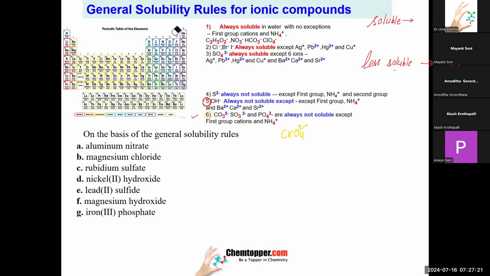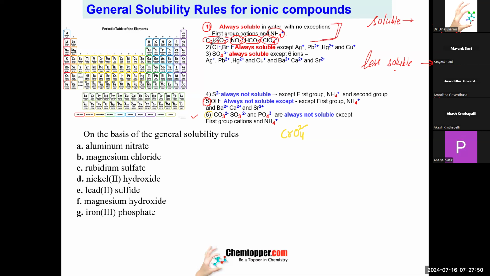And you'll be surprised to see rule number 1 is soluble with all compounds, everything. You see this first group cation, soluble, whatever it is. You see this ammonium, soluble. Acetate, soluble. Nitrates, always soluble. Hydrogen carbonates, soluble. Perchlorates, soluble. So they are always soluble with anything.